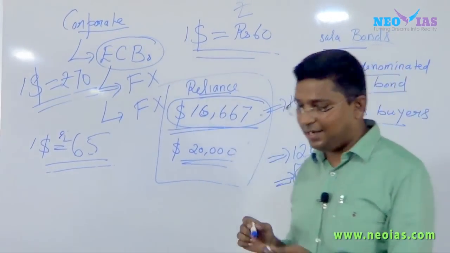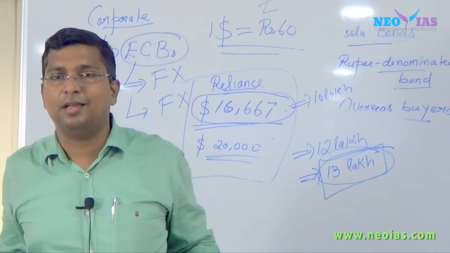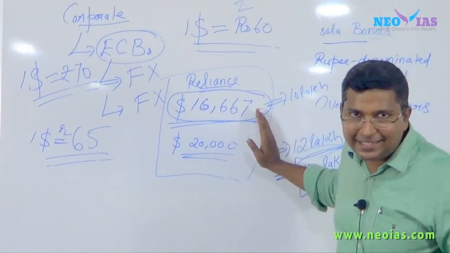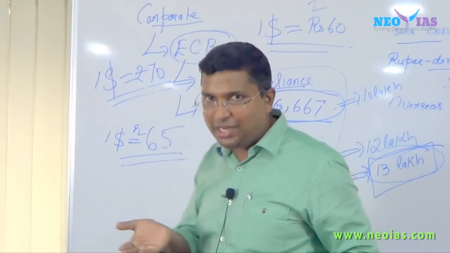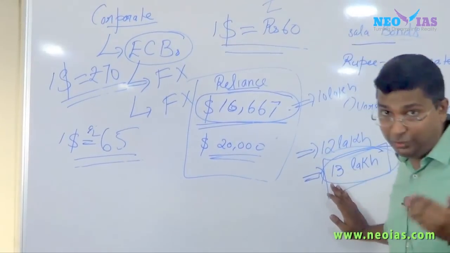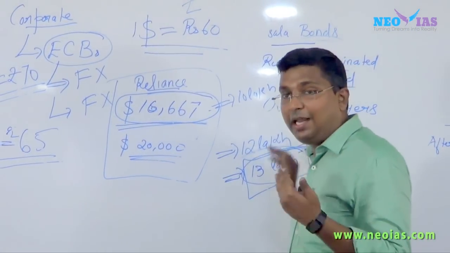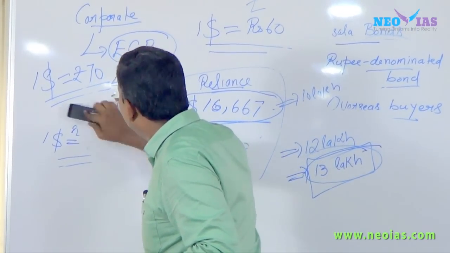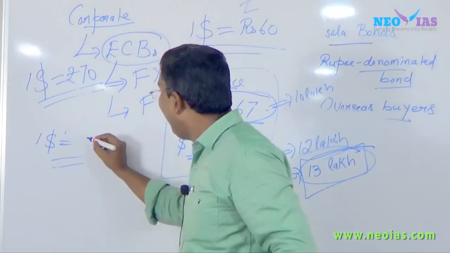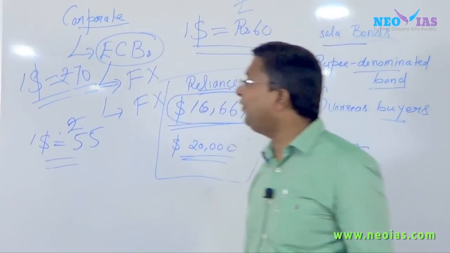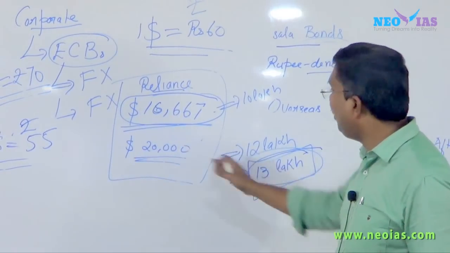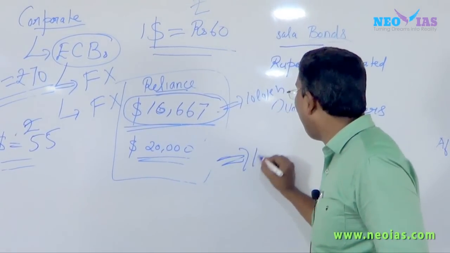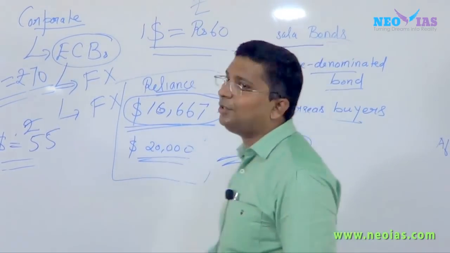Now here is the problem. Try to understand: in external commercial borrowing, currency risk is with whom? Currency risk is with the Indian company, Reliance, because if the currency depreciates, he has to give more Indian rupees. But if the company is lucky, this can also happen: the rupee appreciates and the dollar becomes 55 rupees. Then he is lucky, because to pay back $20,000 he requires only 11 lakh.